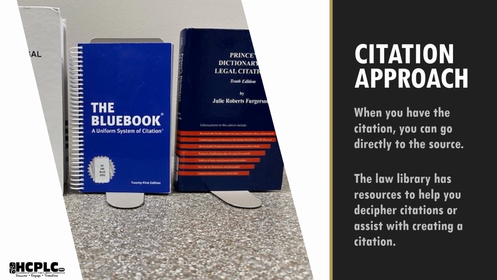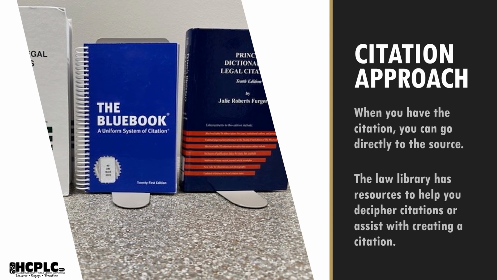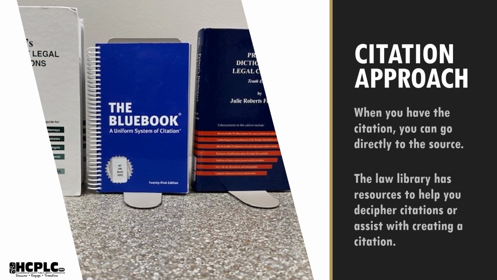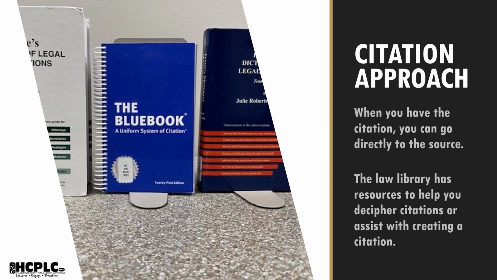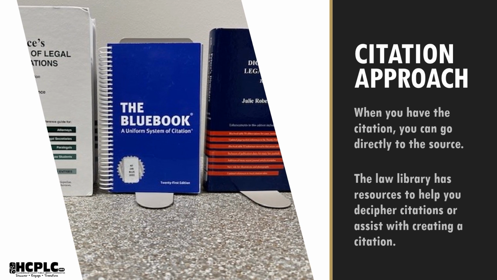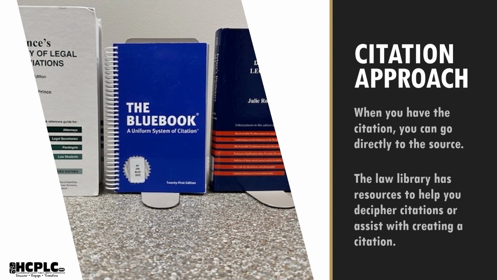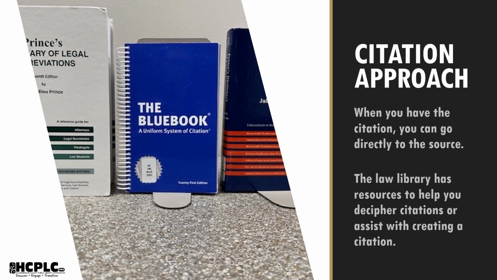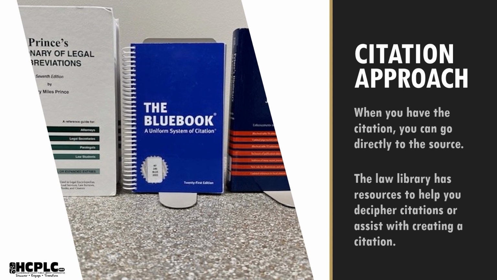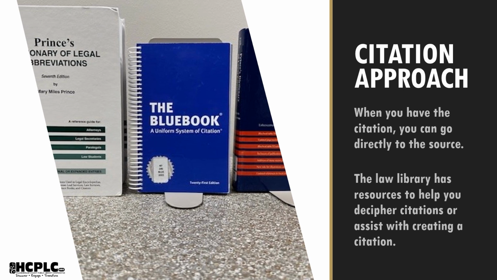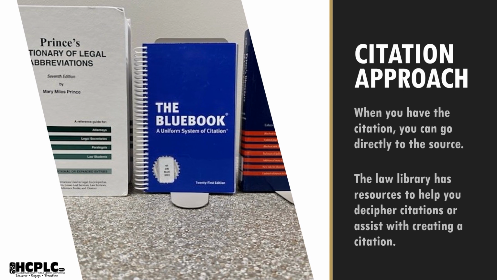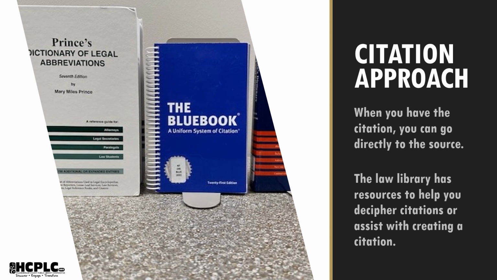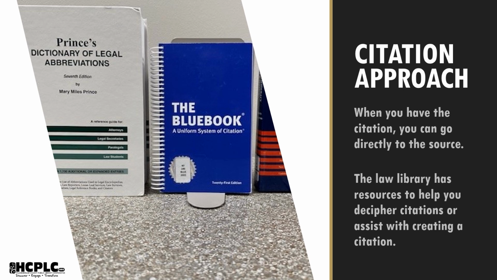The first is the citation approach. This is an easy way to find a legal source because you have a citation that tells you exactly where to look. Maybe the citation was given to you. Maybe you found it using another resource. If you already have the citation, you can just go to the shelf to retrieve the book or use Westlaw to access the material, if the material is in Westlaw. Sometimes you can use the citation to find something online with Google. We have books in our collection that will assist with deciphering citations or assist with the creation of a citation.